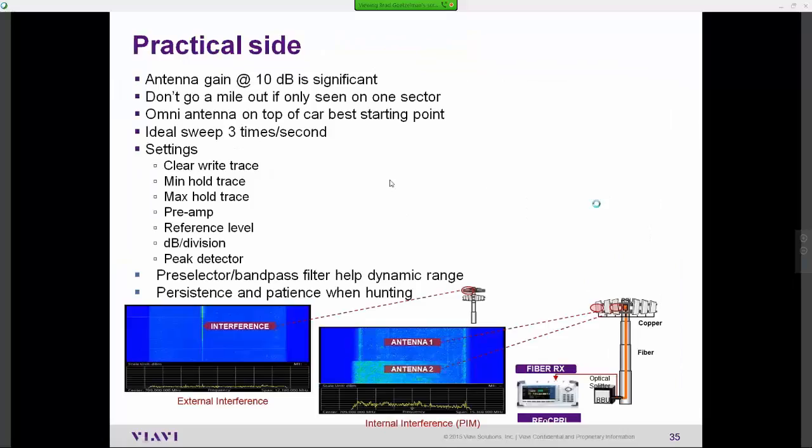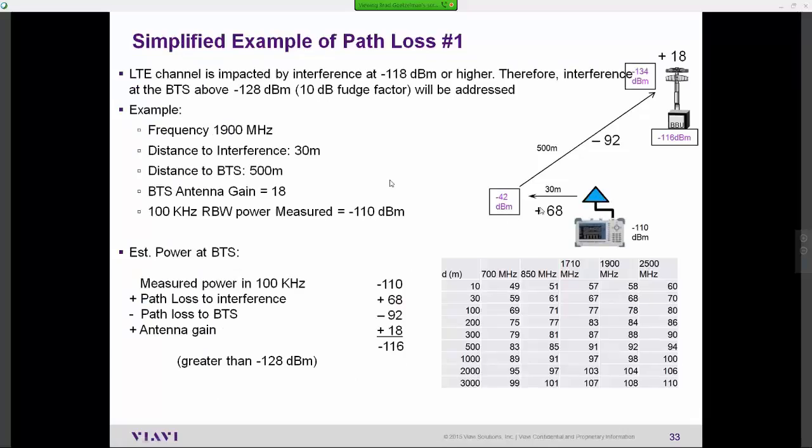So we basically say, okay, we went back 30 meters, that's a path loss of plus 68, so it basically puts our source at a minus 42. Well, if we think about our source being at minus 42, could that be the potential source affecting our base station? Well, at 500 meters away approximately, we figure out that that's a 92 dB path loss from our table, right here, underneath the 1900 megahertz column. So at the antenna, it's at a minus 34 dBm.